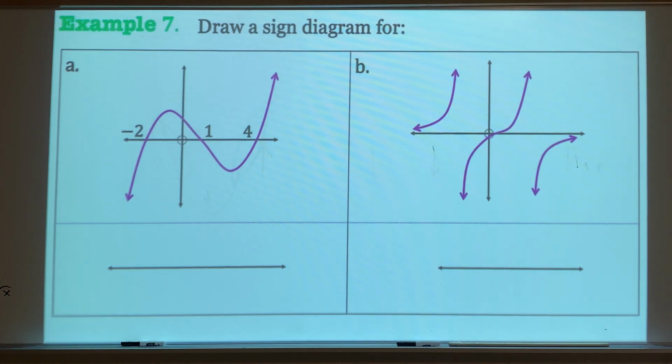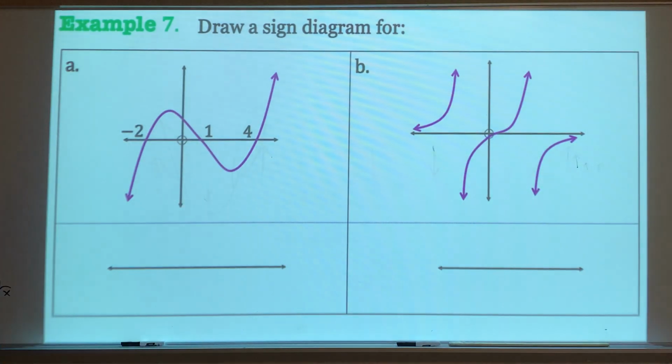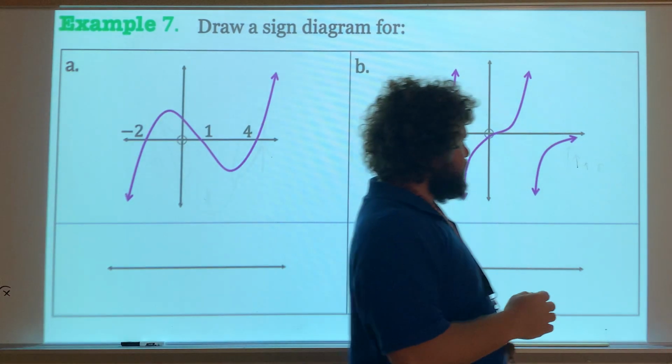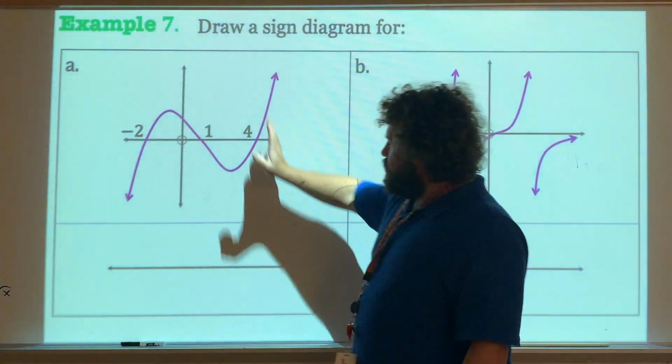All right, so this is example number 7. We'll do this together. Hopefully you're able to do it on your own. If not, I'll help you out. So first step is to find out where the zeros are. Where does that graph intersect the x-axis? I'll give you a hint. It's 3 places. Draw the 3 points, and then just take the straight edge and draw a line straight down.